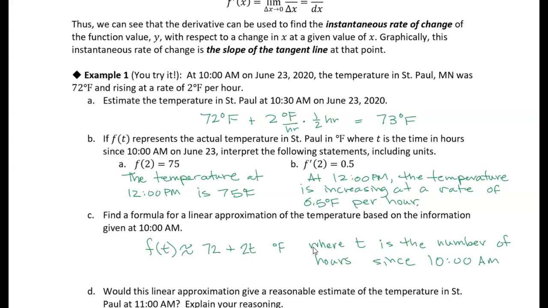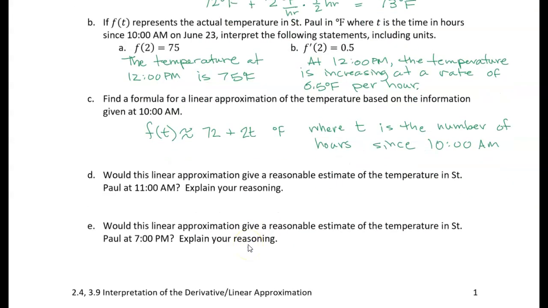All right. Let's see. The next question says, would this linear approximation be a reasonable estimate of the temperature in St. Paul at 11 a.m.? And explain your reasoning. So, this is kind of an open-ended question. It kind of depends on what's going on with the weather pattern. But I would say, if we don't know anything else about what's going on with the weather in St. Paul, then it's probably a pretty decent approximation for 11 a.m., right? Because 11 a.m. isn't too far removed from 10 a.m., right? It's only an hour.